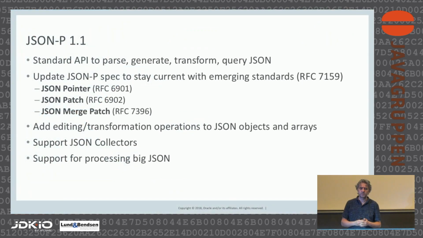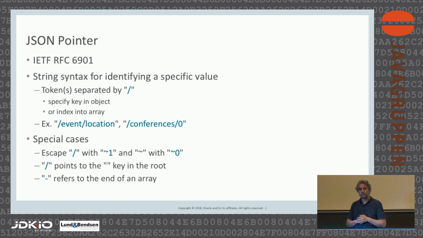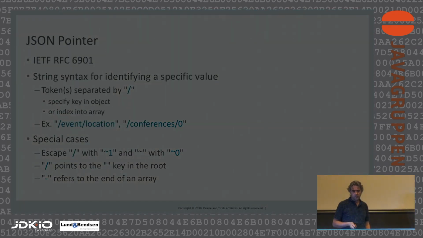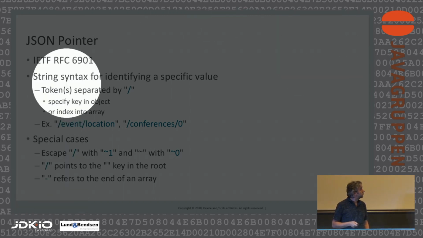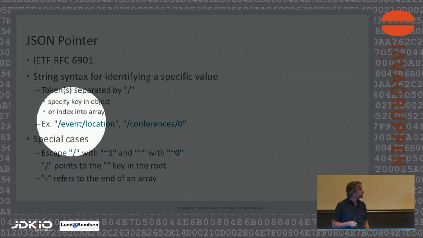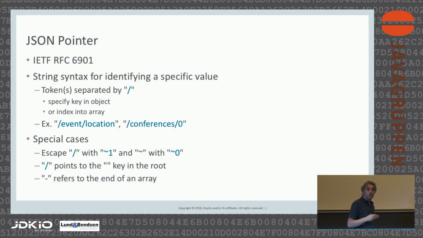So JSON-P 1.1 is mostly about adding support for new standards from the JSON space. One of the standards that we have added is JSON Pointer. As the name implies, a pointer is basically used to specify a location within a JSON document. So it's this very simple syntax like we have here. So we have here /event/location. /event means we want to have the key-value whose key is event, and in that object we want to have the key-value whose key is location.